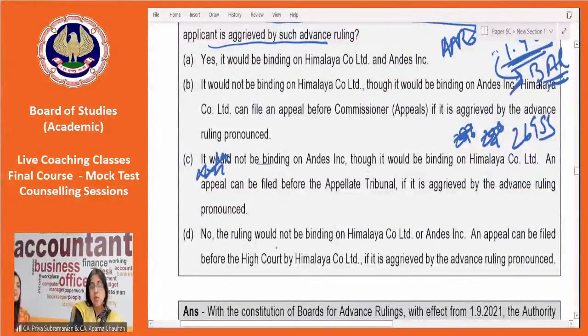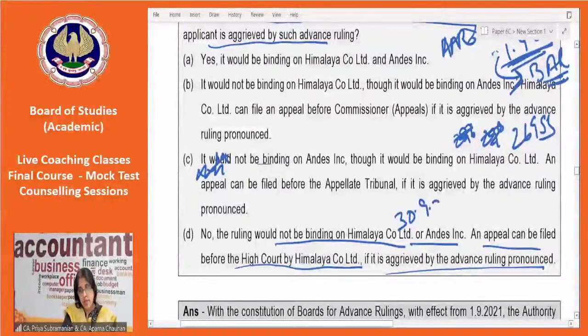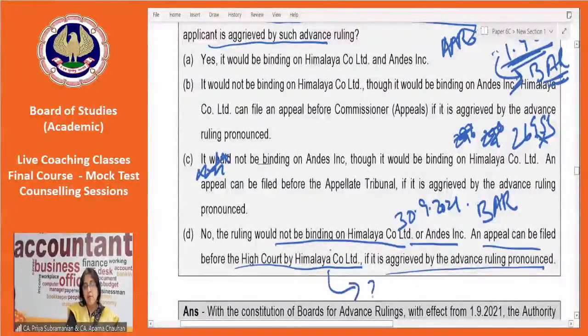Correct answer is no, the ruling would not be binding on Himalaya Company Limited or Andes Limited. An appeal can be filed before the High Court by Himalaya Company Limited if it is aggrieved by the advance ruling. This is because the ruling is pronounced on 30/9/2021. After 1/9/2021, the ruling is being pronounced by BAR, and therefore 269SS does not apply in this case, and the appeal can be filed before the High Court as per 269W.